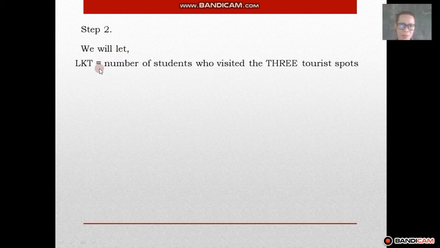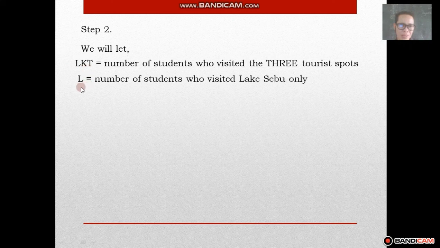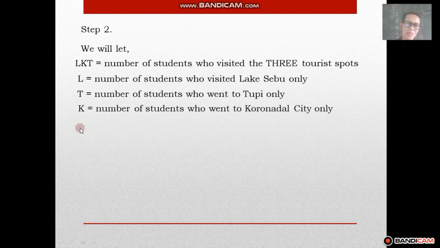Okay, but before that, we will let any letters, for example, LKT, the number of students who visited the 3 tourist spots: Lake Cebu, Coronadal, and Tupi. Then we'll let L be the number of students who visited Lake Cebu only. Then let T be the number of students who went to Tupi only. Then we'll let K be the number of students who went to Coronadal City only.